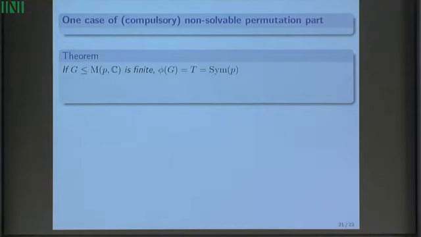So what I'll do next is just illustrate for one case of non-solvable T the application of the results on the previous two slides to solve the extension problem. So here we'll assume that the permutation part is as big as it can be, the full symmetric group. It turns out to be the easiest case.